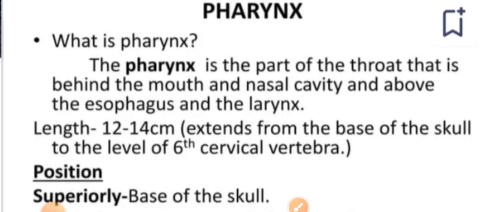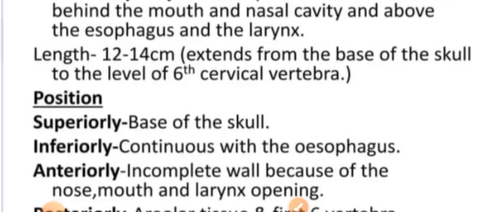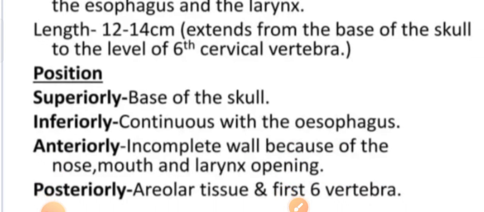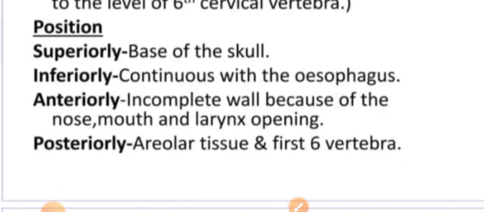So, what about the pharynx? The pharynx is the part of the throat. It is behind the mouth and nasal cavity and above the esophagus and the larynx. The length of the pharynx is 12 to 14 centimeters, extending from the base of the skull to the level of the sixth cervical vertebra. Superiorly, inferiorly, anteriorly, posteriorly, how the pharynx is located in the respiratory system.